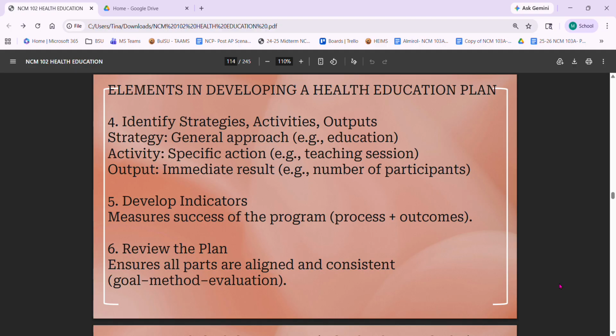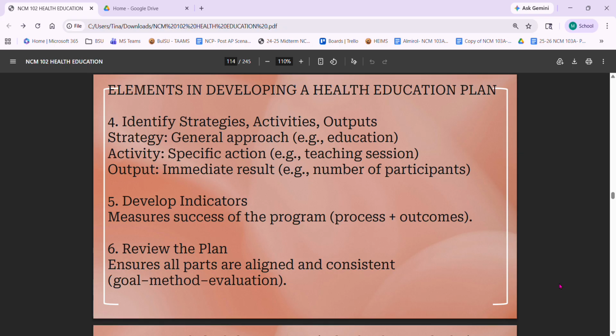Next, you develop indicators. When you say indicators, yung mga measured, mga ways for you to measure the success of the program. So, certain percentage nung mga mag-a-attend ng program nyo. Let's say yung low sodium food: percentage of patients who can list low sodium foods. So, may indicators kayo.